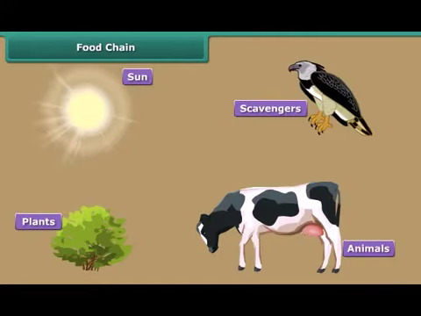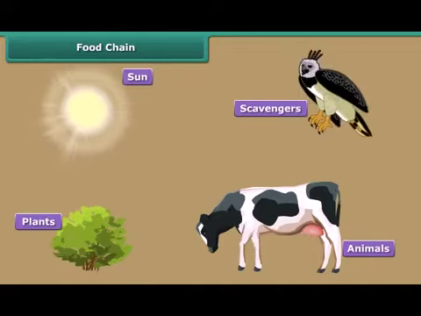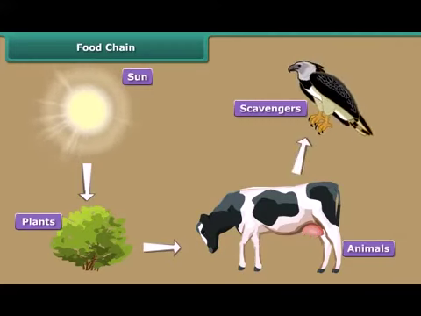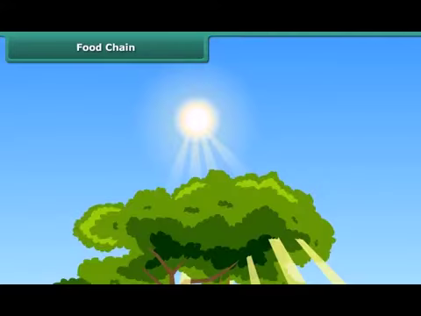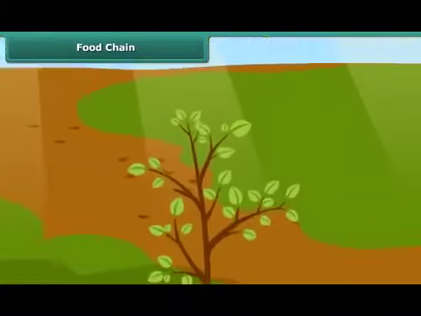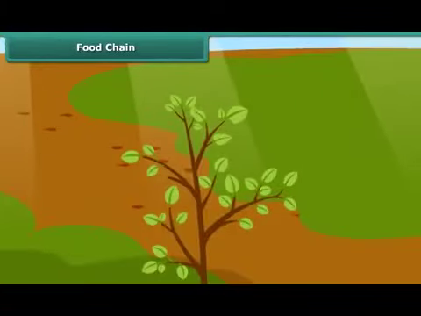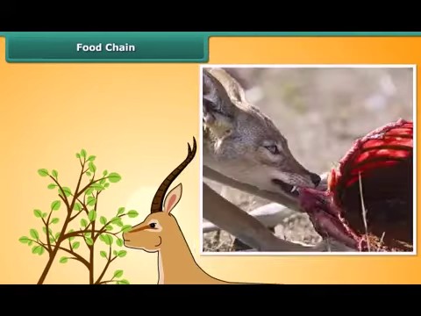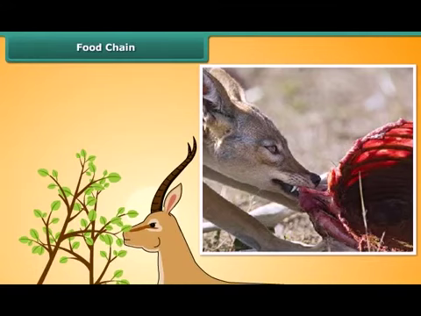The food chain is an arrangement in which energy passes from one organism to another. The main constituents of the food chain are the sun, the plants, the animals, and the scavengers. The sun is the principal source of energy. The plants are the producers as they manufacture their own food with the help of sunlight. The animals are the consumers. Animals can be plant-eating herbivores or flesh-eating carnivores. Animals can also be omnivorous, consuming both plants and other animals. The scavengers feed on dead animals.